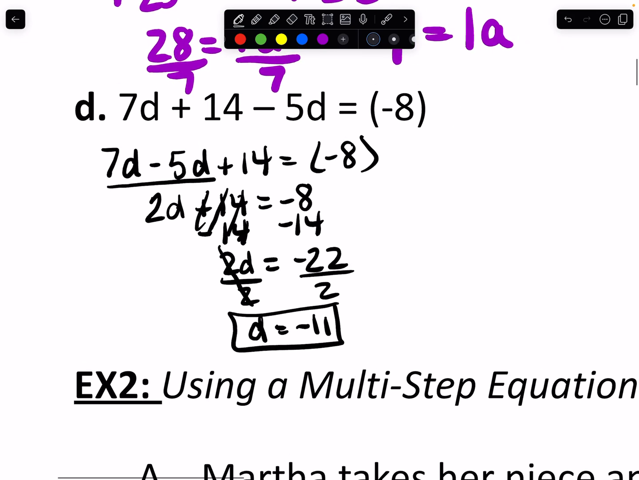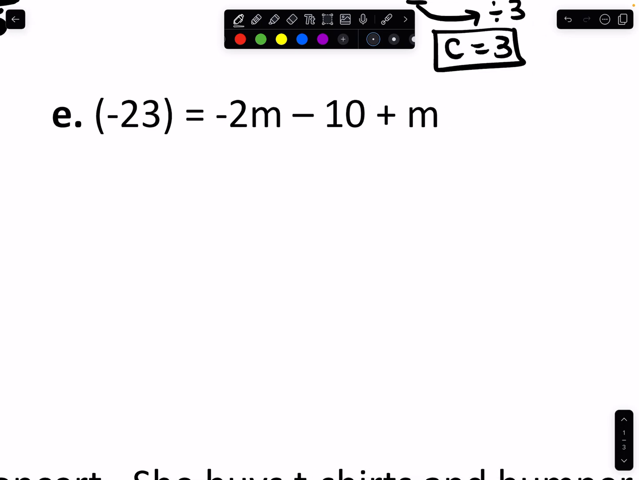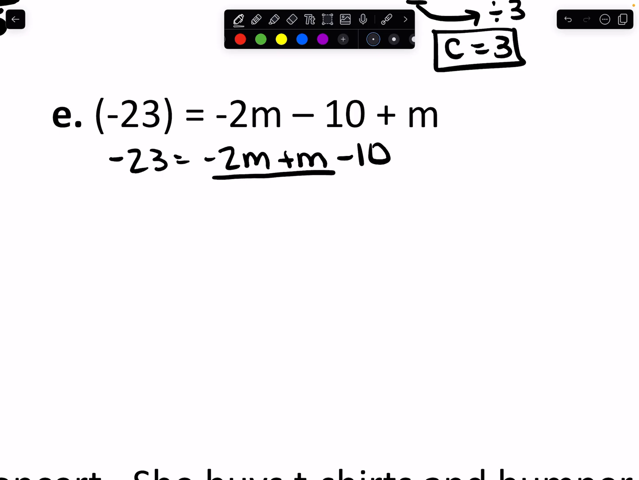Hopefully you're getting these okay. Push pause, move to the next one. Give that a try. I'm going to rewrite this. Negative 23 equals negative 2m plus m minus 10. When I combine these, I have minus 2 plus 1, so that is a total of negative 1m. I don't need to write the 1 because, well, it's negative. Maybe I should. Negative 1m minus 10 equals negative 23.